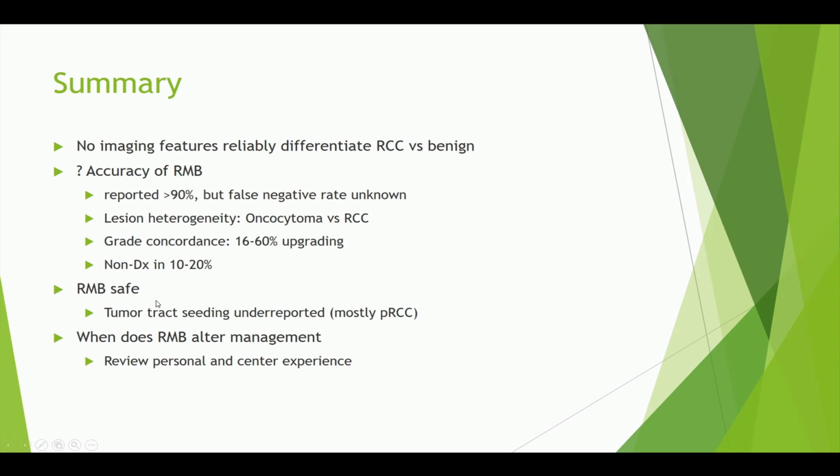Overall rate of complications from renal mass biopsy are low, although tumor tract seeding is likely underreported with unclear clinical significance. And we must review our own personal and center experience when determining whether renal mass biopsy alters clinical management.